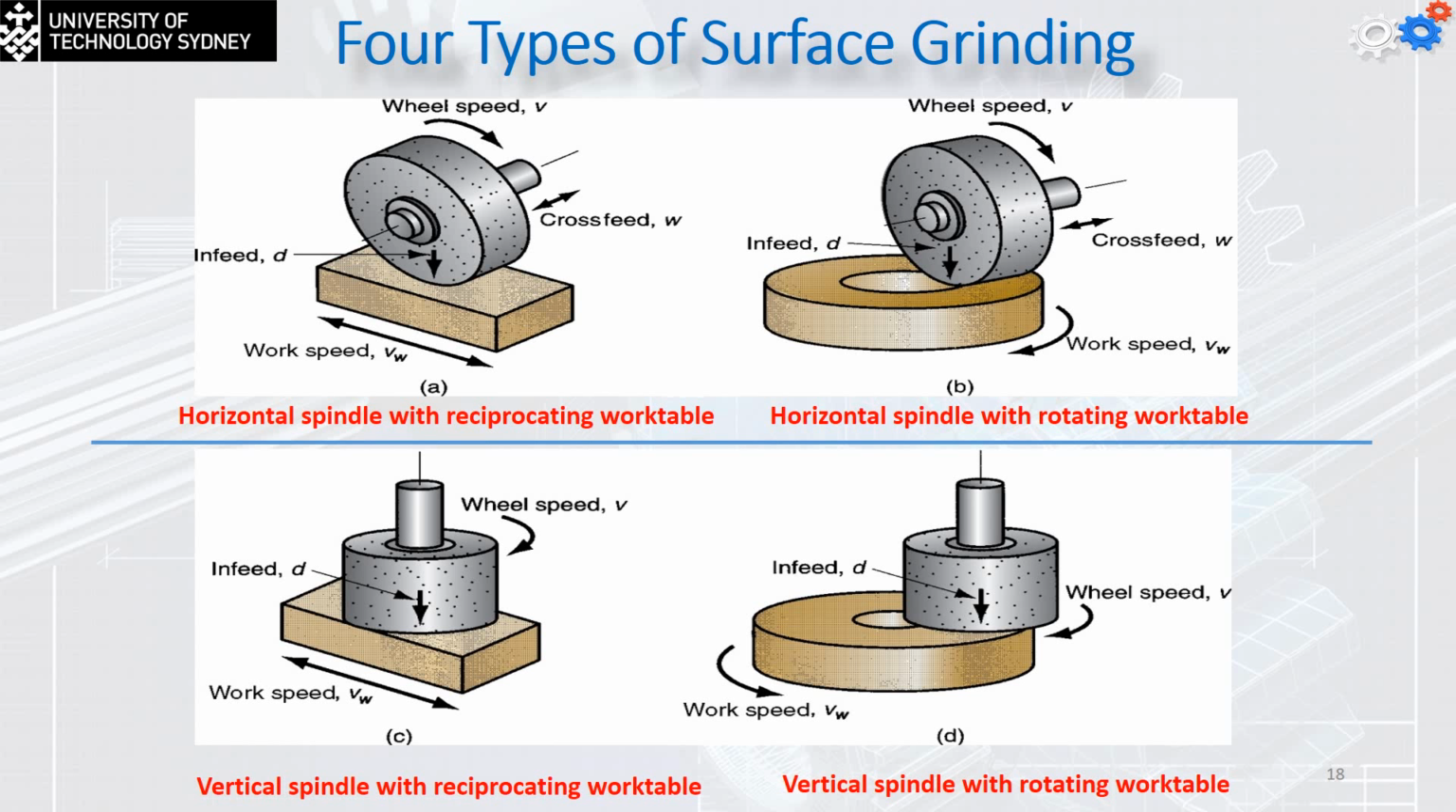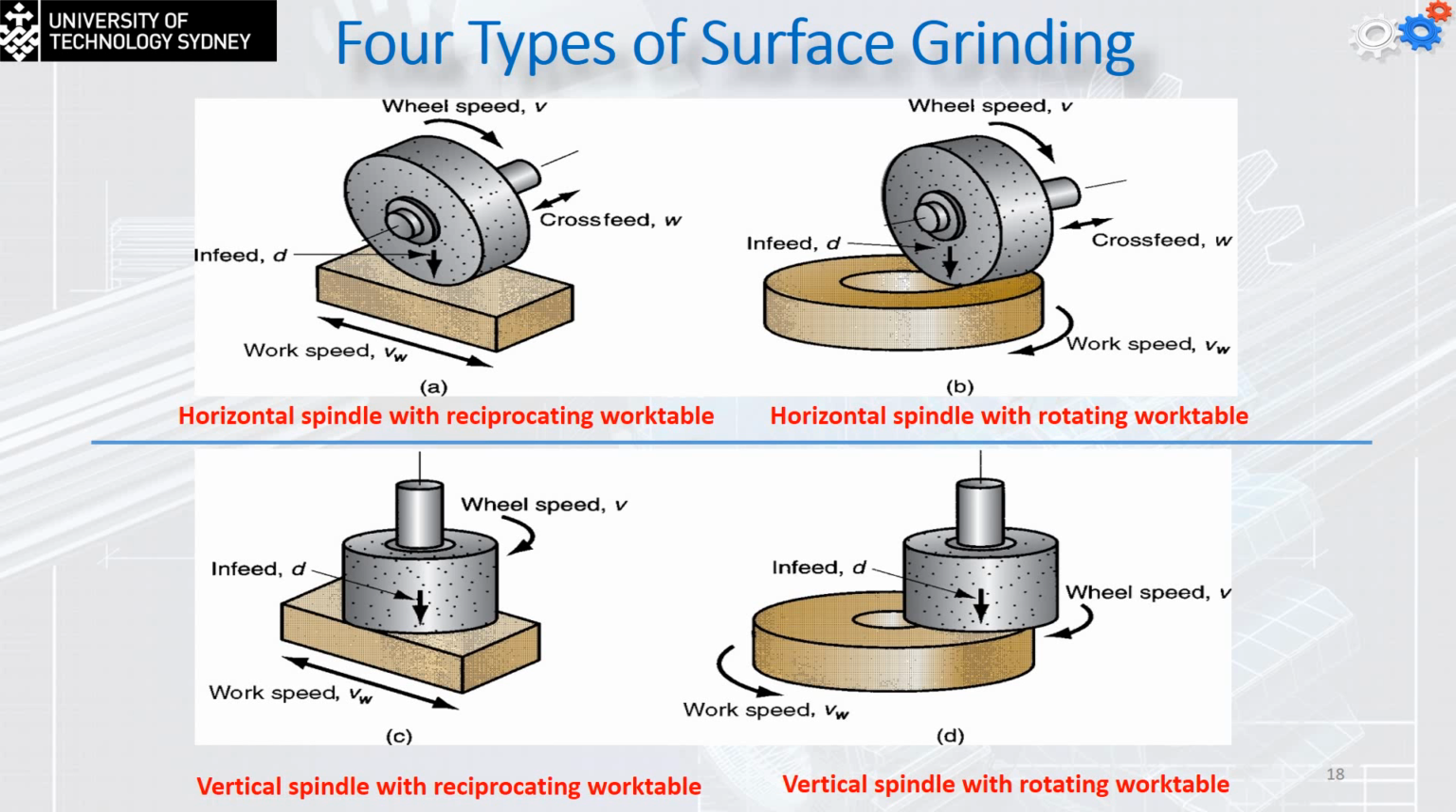Okay, so surface grinding has 4 types. Horizontal spindle with reciprocating work table, where the table oscillates forward and backward, and the wheel rotates in position. We can have it as a horizontal spindle with rotating work table. So the work table is going to rotate, and the wheel is going to rotate around itself.